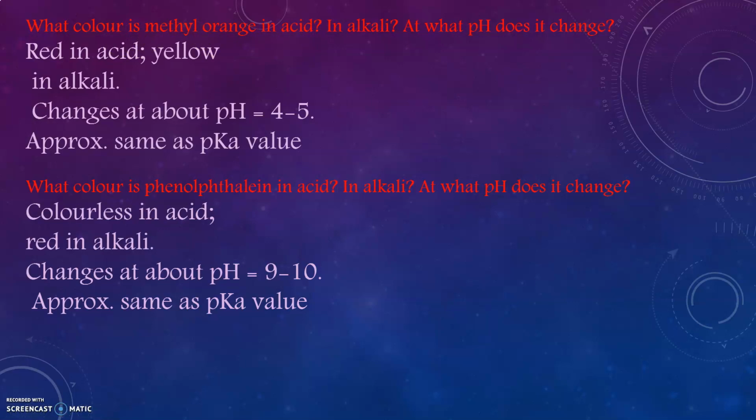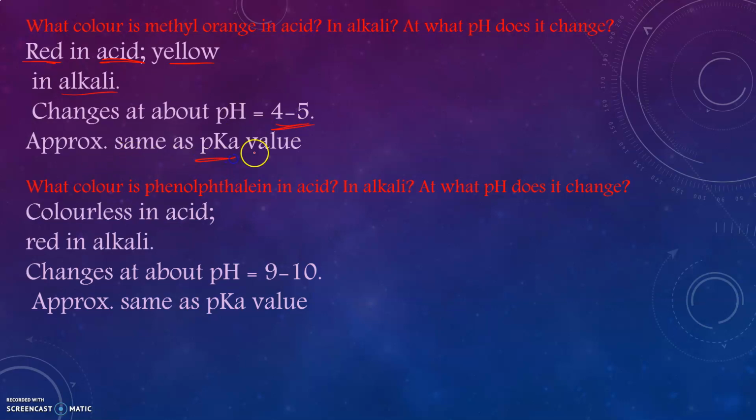Okay, so here's the question: what color is methyl orange in acid, and what color is it in an alkali, and what happens to the pH as they react? So methyl orange is red in acid, yellow in an alkali. Okay? Again, methyl orange is red in acid and yellow in alkali. So the change of the pH will be about from 4 to 5.